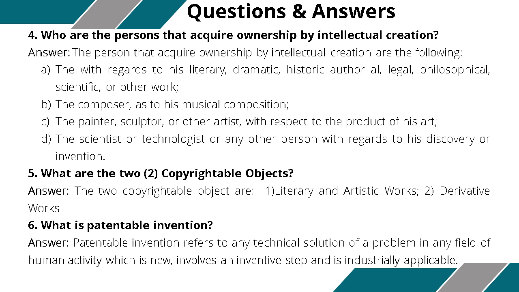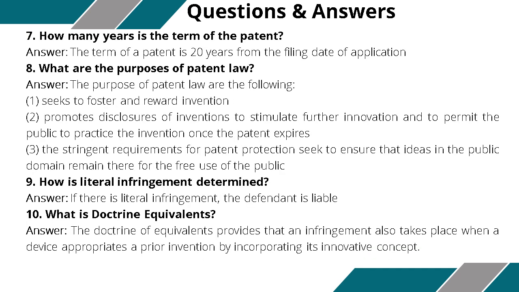Number 5 question, what are the 2 copyrightable objects? Answer, the 2 copyrightable objects are 1, literary and artistic works, and 2, derivative works. Number 6, what is a patentable invention? Answer, a patentable invention refers to any technical solution of a problem in any field of human activity which is new, involves an inventive step, and is industrially applicable. Number 7 question, how many years is the term of the patent? Answer, the term of the patent is 20 years from the filing of the application.